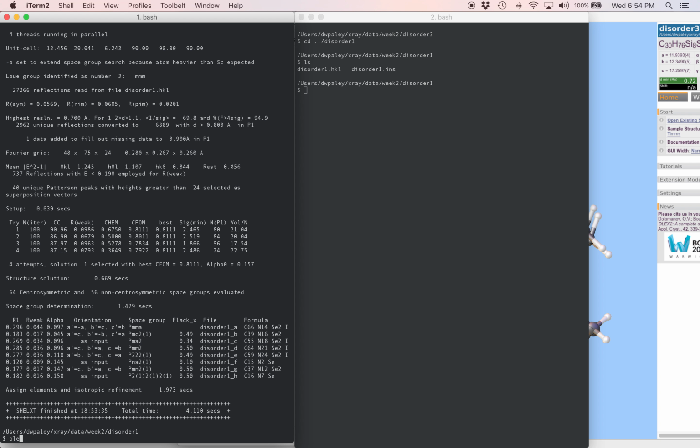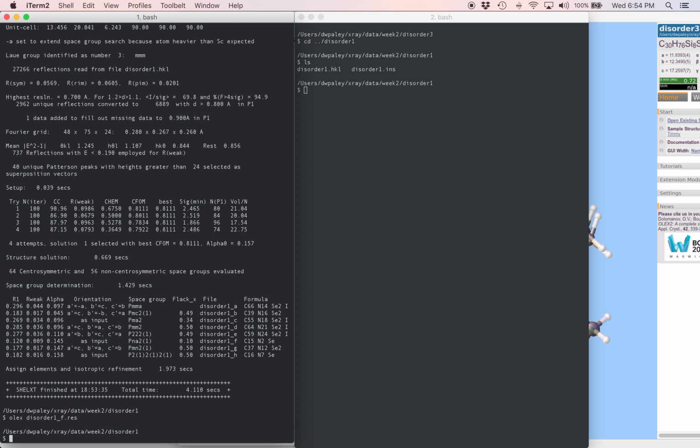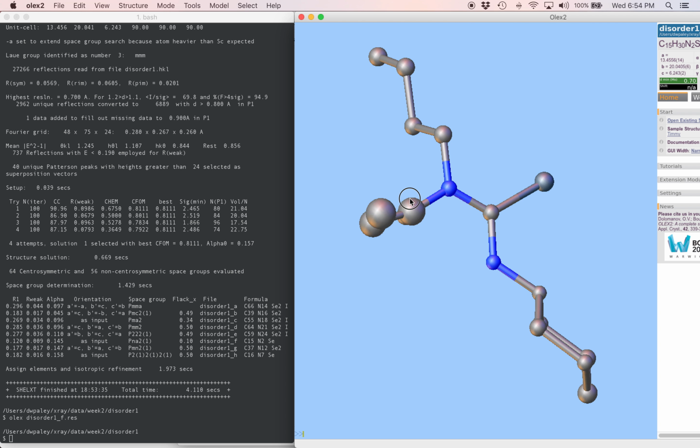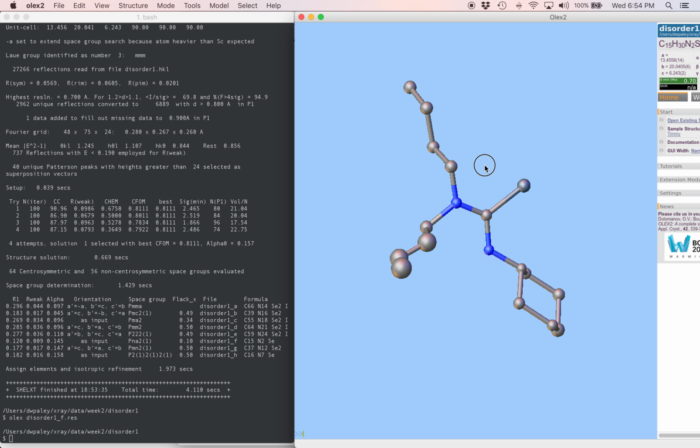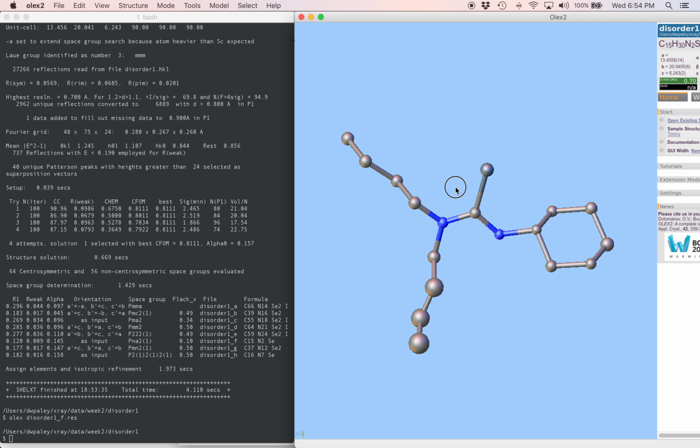So I'm going to open disorder. Oh, the names are over here. Each one gets a different letter after the name. So this is disorder 1 underscore f.res. How does this look? This is good. This is a totally reasonable molecule.